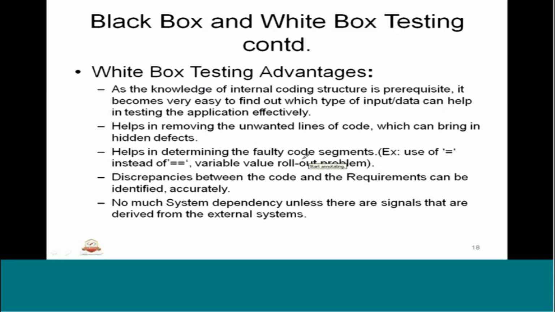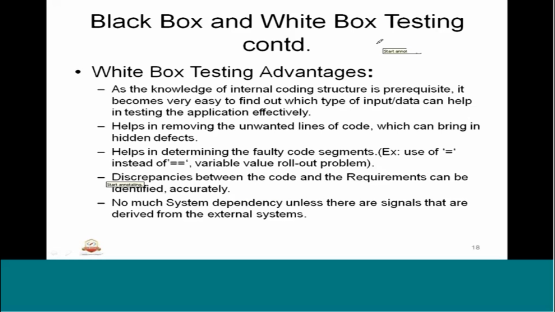Sometimes, for example, faulty code segments: it will find out the use of equal to versus double equal to. There is a difference between them, and all this will be found out. If you use equal to instead of double equal to for a couple of variables, the variable will roll out. That's called a rollout problem. There is a difference. One is for comparison, the other is for assignment. So definitely there is a chance that the intended purpose of that piece of code will fail.